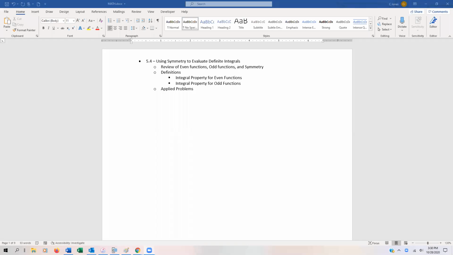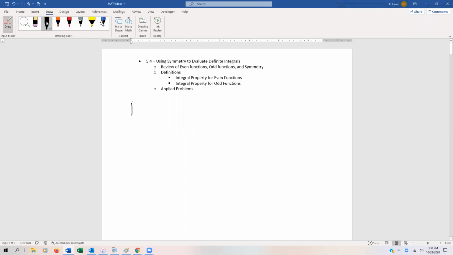In this section, we're going to start taking a look at being able to use more properties of integrals. Specifically, we're going to take a look at utilizing definitions of even and odd to help us evaluate special types of integrals. Right, so let's review what it means to be an even function and what it means to be an odd function and the associated symmetry with those two functions.